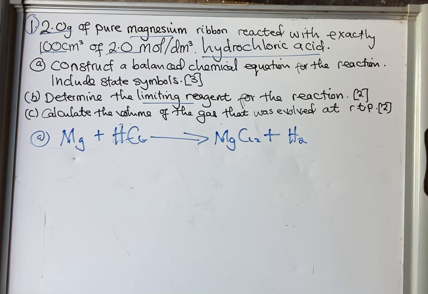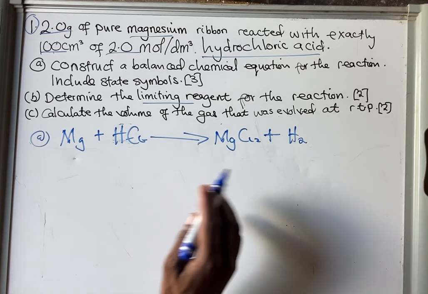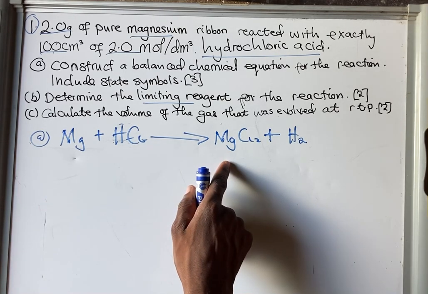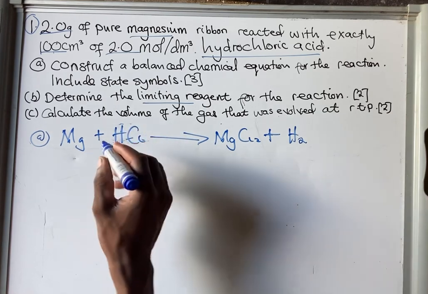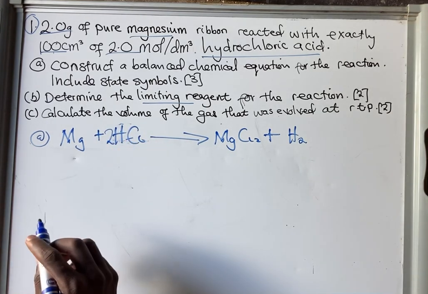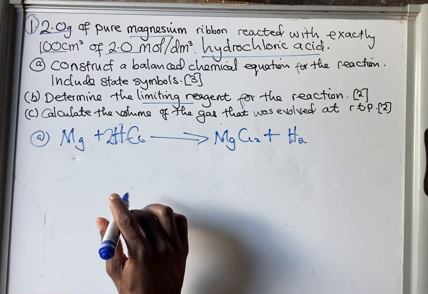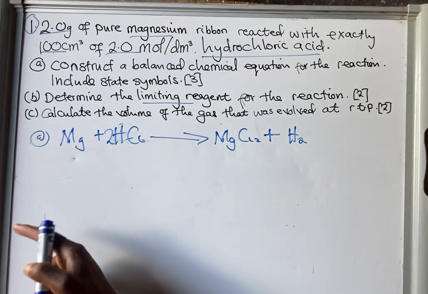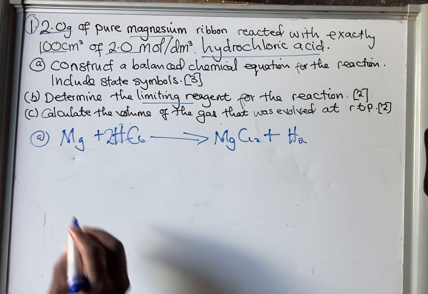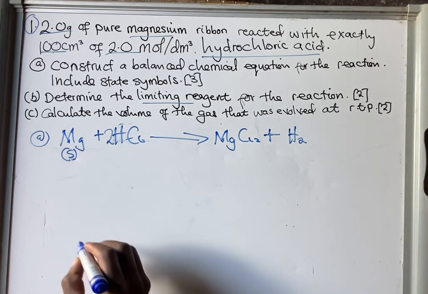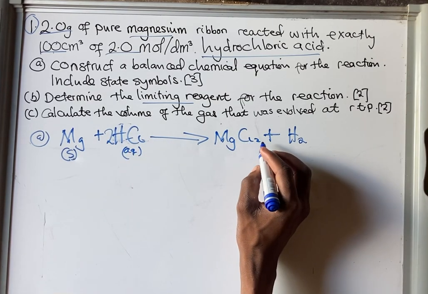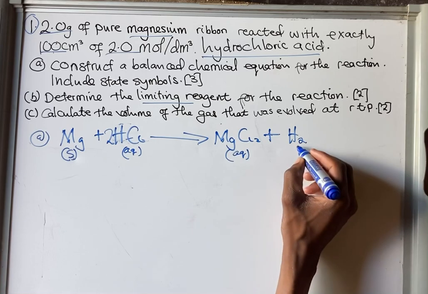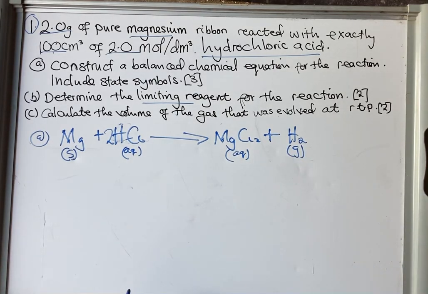I taught about how to write the chemical equation as well as formulas of these compounds. Now the question is write a balanced chemical equation including state symbols. So we need to balance. We have one magnesium, one magnesium, balanced. We have two chlorine, here we have one chlorine. So to balance this, we put a 2 in front of hydrochloric acid, then it has balanced because we have two hydrogen, we also have two hydrogen. So that is balanced. Include state symbols. Magnesium is in solid state. Hydrochloric acid is in aqueous state. Then magnesium chloride, which is a soluble salt, is also in aqueous state, and this is a gas.